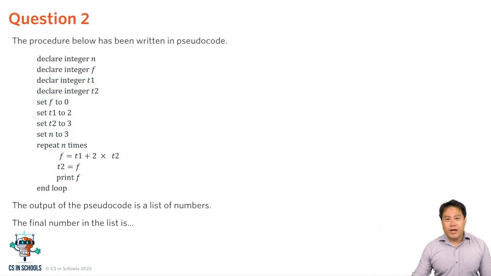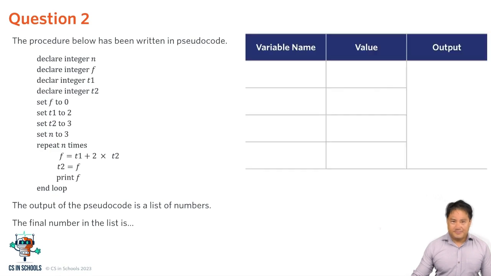In this question, we are provided with a procedure below, and it's been supplied in pseudocode. The output of the pseudocode, we've been told, is going to be a list of numbers, and we're asked to find the final number in that list. The way we're going to tackle this is we're going to start by constructing a trace table, which you can see there on the right-hand side of the screen.